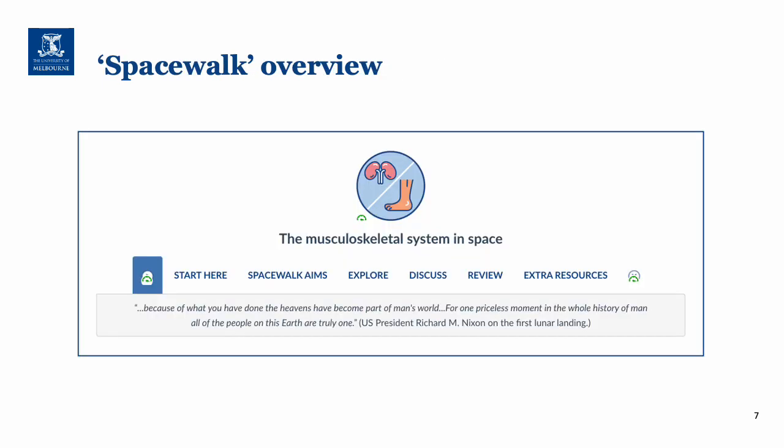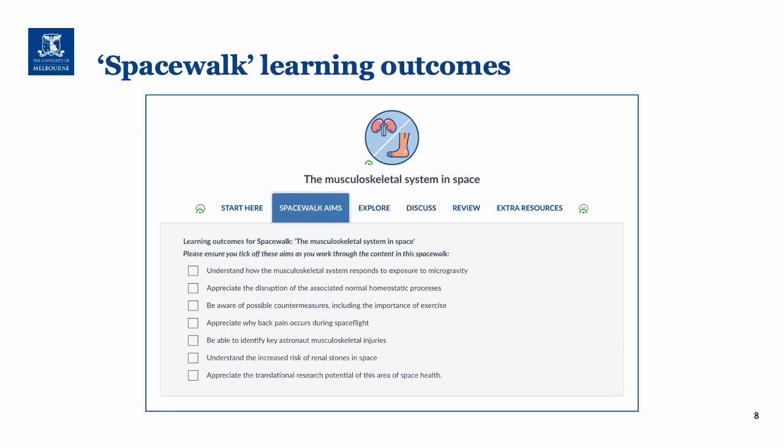The layout of the spacewalk is once again standard. The learning outcomes reflect the content of this block, including how the musculoskeletal system responds to microgravity, how normal homeostasis is disrupted, countermeasures that are available and why they're important, back pain and spaceflight, musculoskeletal injuries, the increased risk of renal stones in space, and finally the translational research potential of this area of space health.